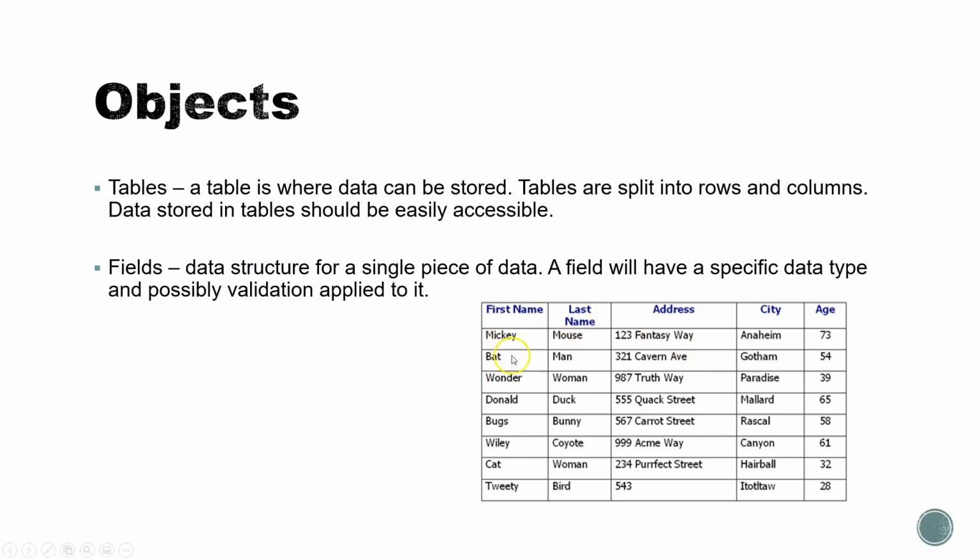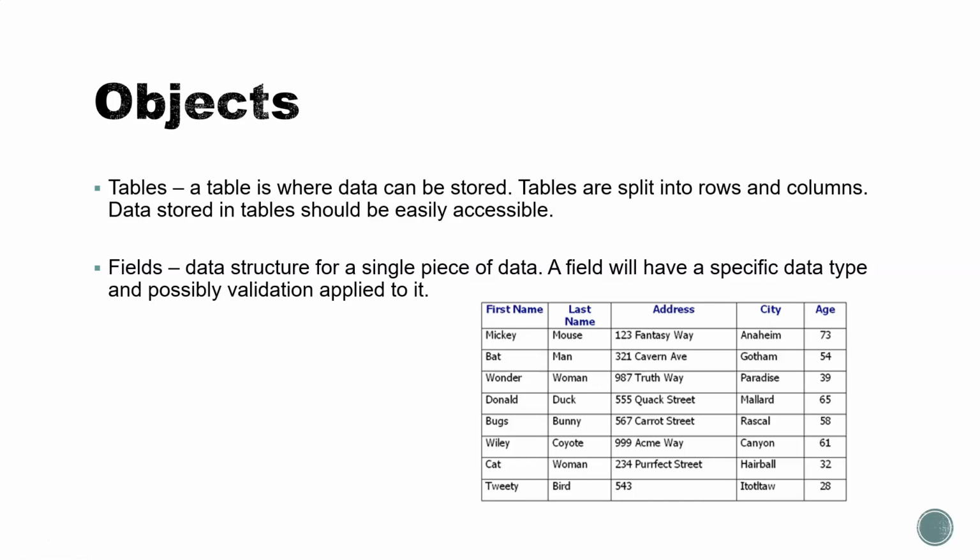So what we have here, the columns in this make-believe table, are something called fields. These are attributes of the item of data that we want to store data about. In this instance, you've got first name, last name, address, city, and age. These are very common things that you would store data about, to be honest with you.